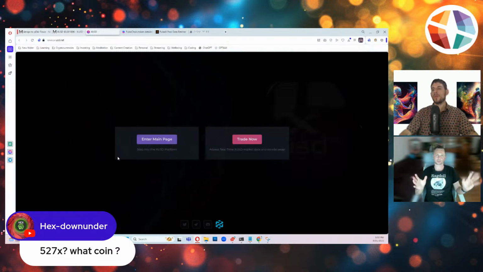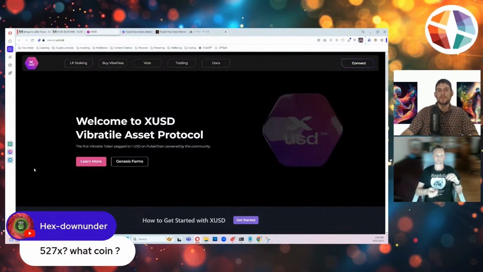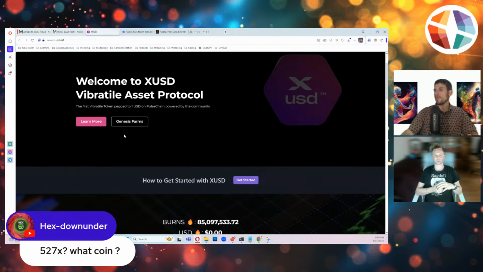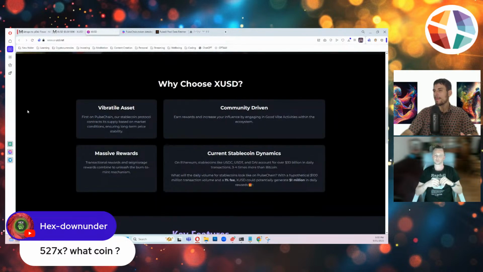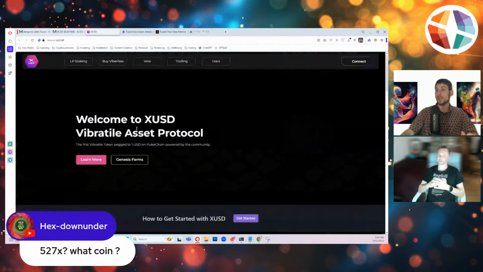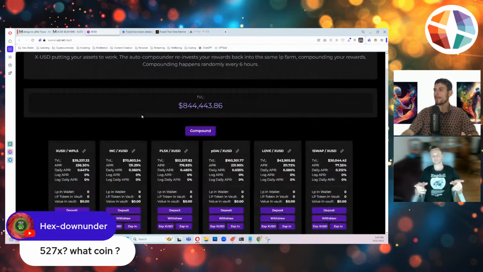And then also single-sided lending and stuff like that with most other tokens. The vaults are going to be on the LP page. LP staking. Yep.